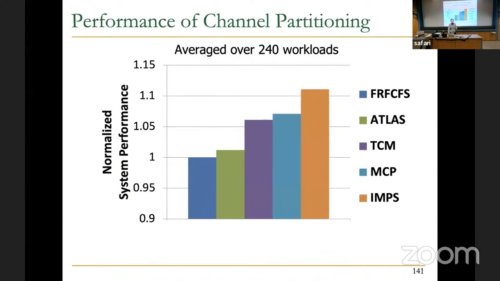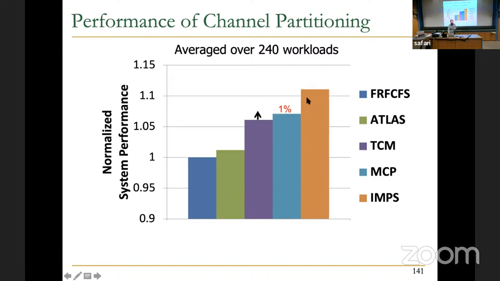So this paper also does some study. Again, these are different workloads, but it shows that basically you get significant performance improvement just by doing channel partitioning. And if you actually do integrated memory partitioning and scheduling, which is basically you modify the memory scheduler slightly to prioritize the very low memory intensity applications, that buys you even more performance. So that's the orange bar over here.